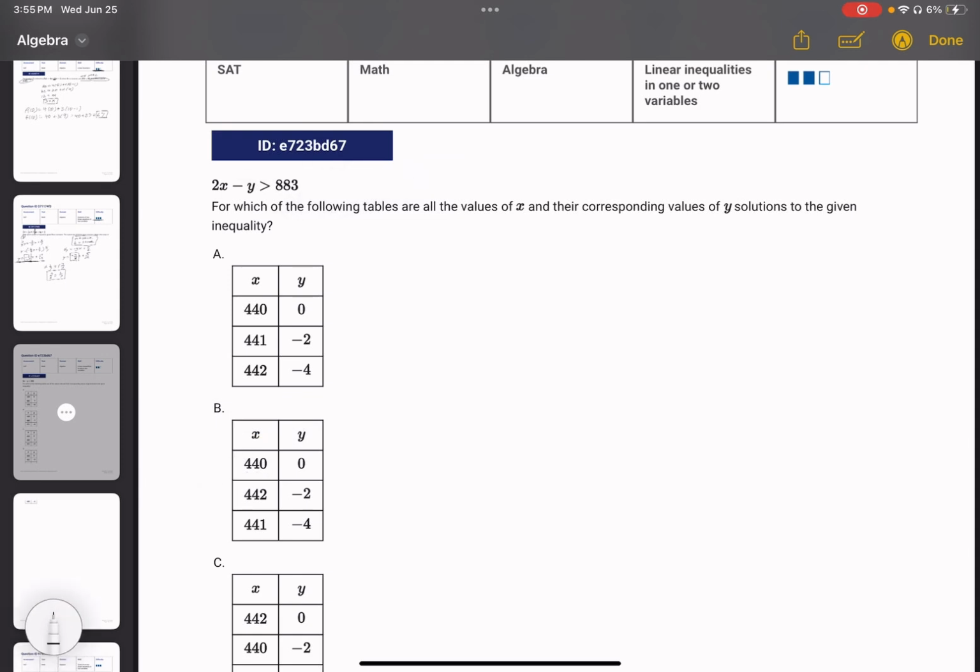Okay, this problem. We have this inequality 2x minus y is greater than 883. For which of the following tables are all the values of x and their corresponding values of y solutions to the given inequality? Okay. We see that manipulating this inequality will give us negative y is greater than 883 minus 2x. When we divide by a negative, we have to flip the inequality sign, and we get negative 883 plus 2x. And this is just the same thing as y is less than 2x minus 883.